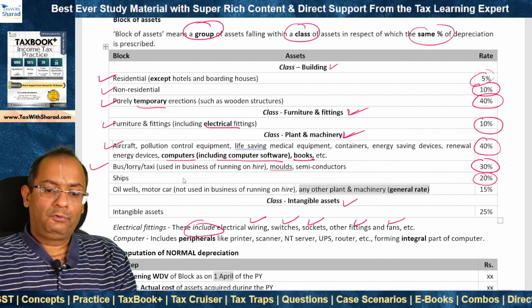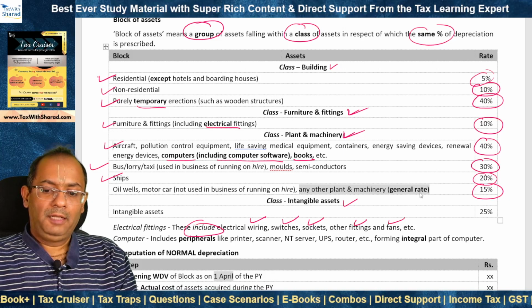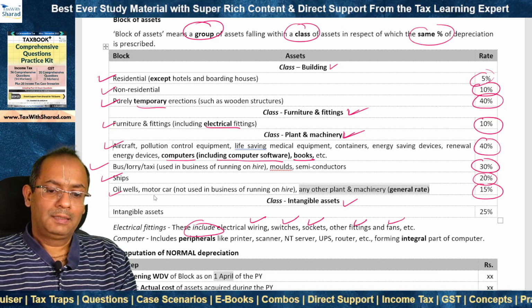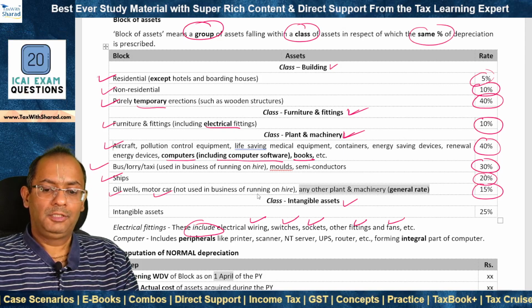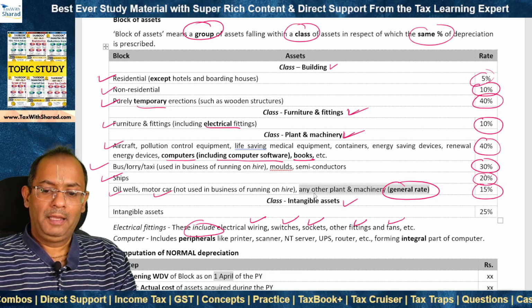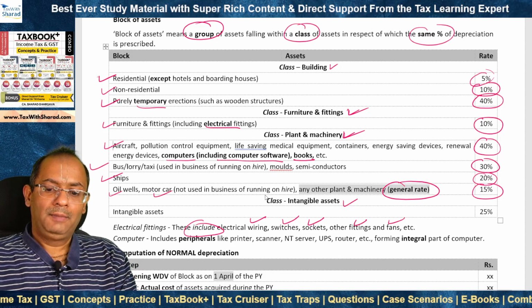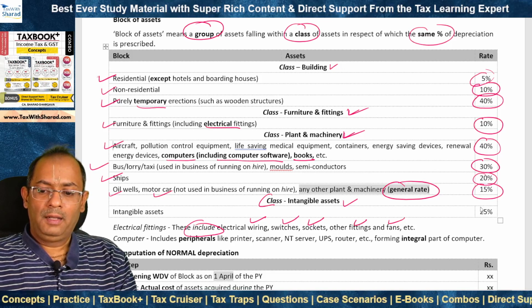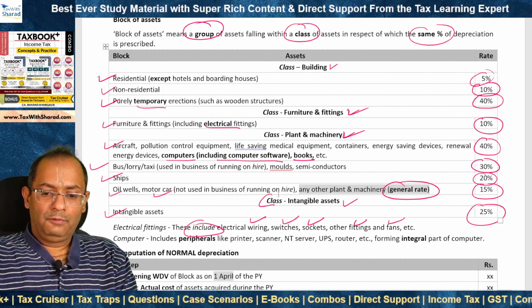The next lower rate of 20% applies to ships. And finally, the lowest rate of 15% applies to oil wells, motor car which is not used in the business of running on hire. That means general cases of motor cars. And this is also the general rate. It applies to any other plant and machinery. 15% is the general rate. Intangible assets, only one rate is prescribed, 25%. So this is the only block for this class.